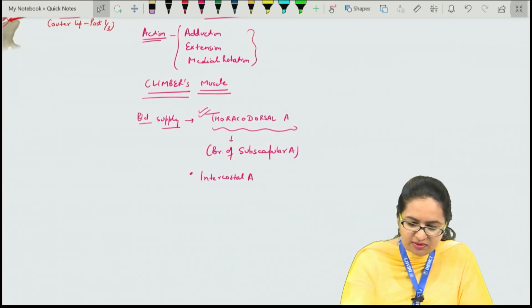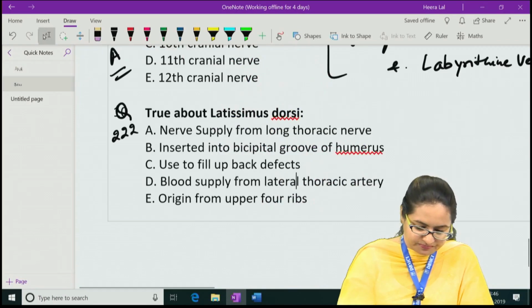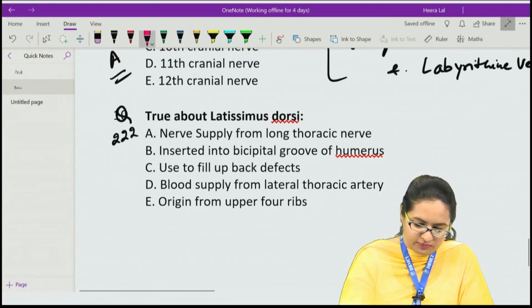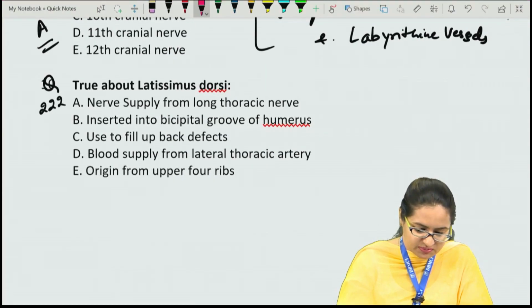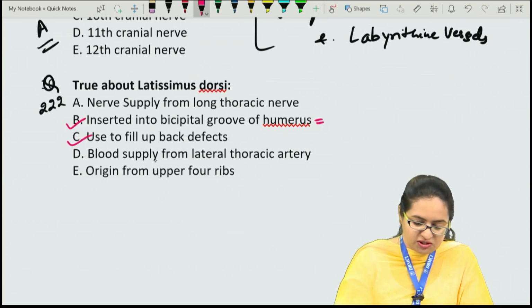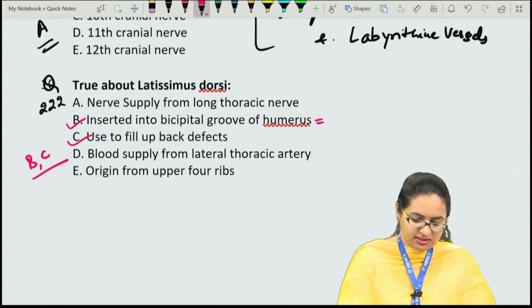So if we come back to the question, the question says that what is true about the latissimus dorsi is that it is inserted in the floor of the bicipital groove of the humerus, as well as it is used to fill up back defects. The blood supply, as we have just discussed, is from the thoracodorsal artery. So the answer for this question is B and C.